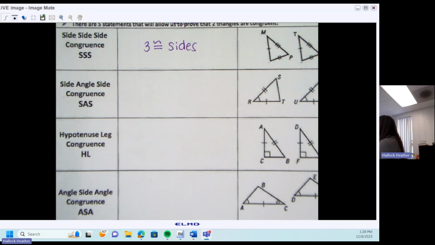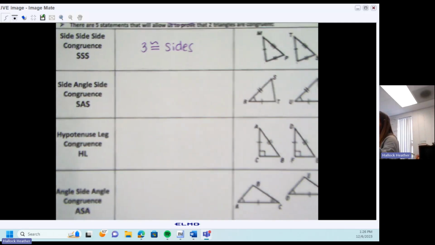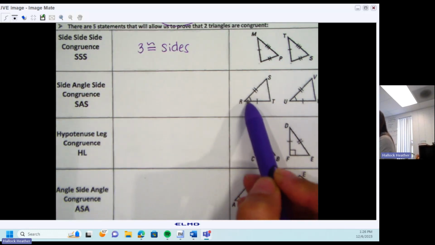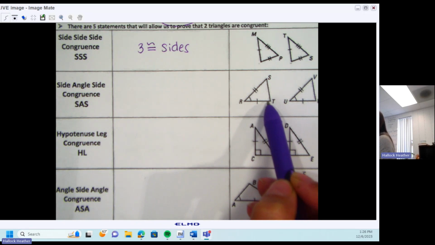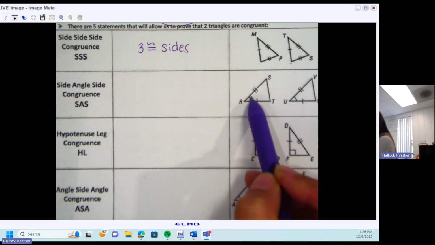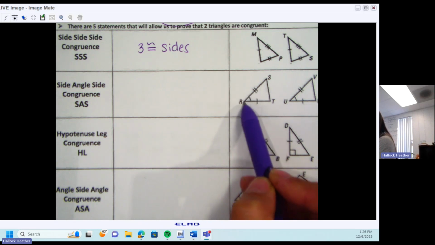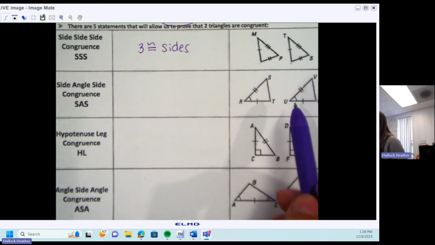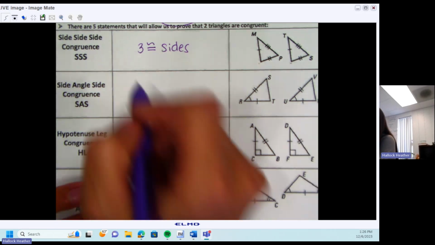The next one that you can use is side, angle, side. If you look at your two pictures for this one, you have a side, you have an angle, and you have a side. Notice where the angle is located. The angle is between the two sides. You have two connecting sides. They're connecting at R. They're connecting at U. The angle is between the two congruent sides. So the key for this one is that you have two congruent sides.